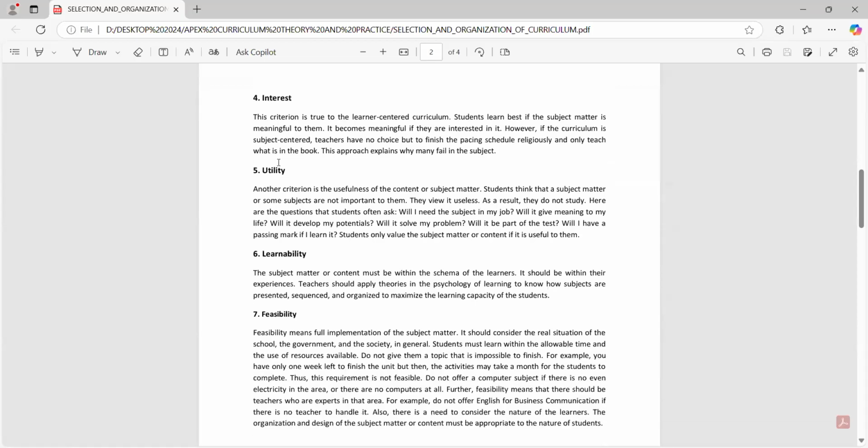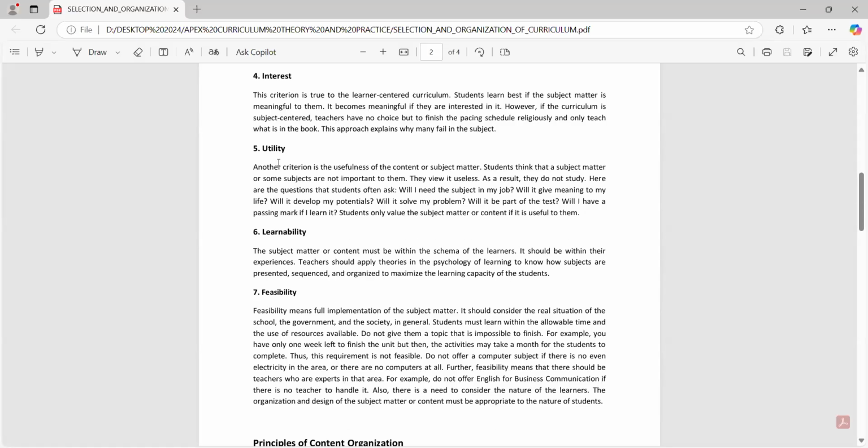Next, there is another criterion. The utility value. Let's see. One of you can read utility. I will explain it further then.